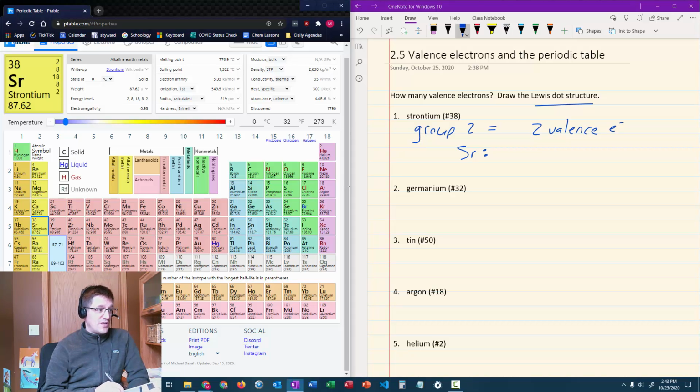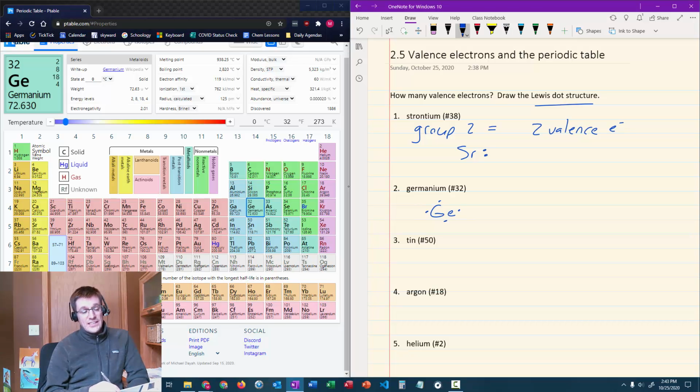Germanium is number 32. That's over here in group 14. Now notice for valence electrons, you've got to skip this gap, and as soon as you get into group 13 or higher, you've got to subtract 10. So germanium does not have 14 valence electrons, it has 4 valence electrons. So Ge with 1, 2, 3, 4 dots, okay, and that is because it is in group 14. You need to subtract 10.